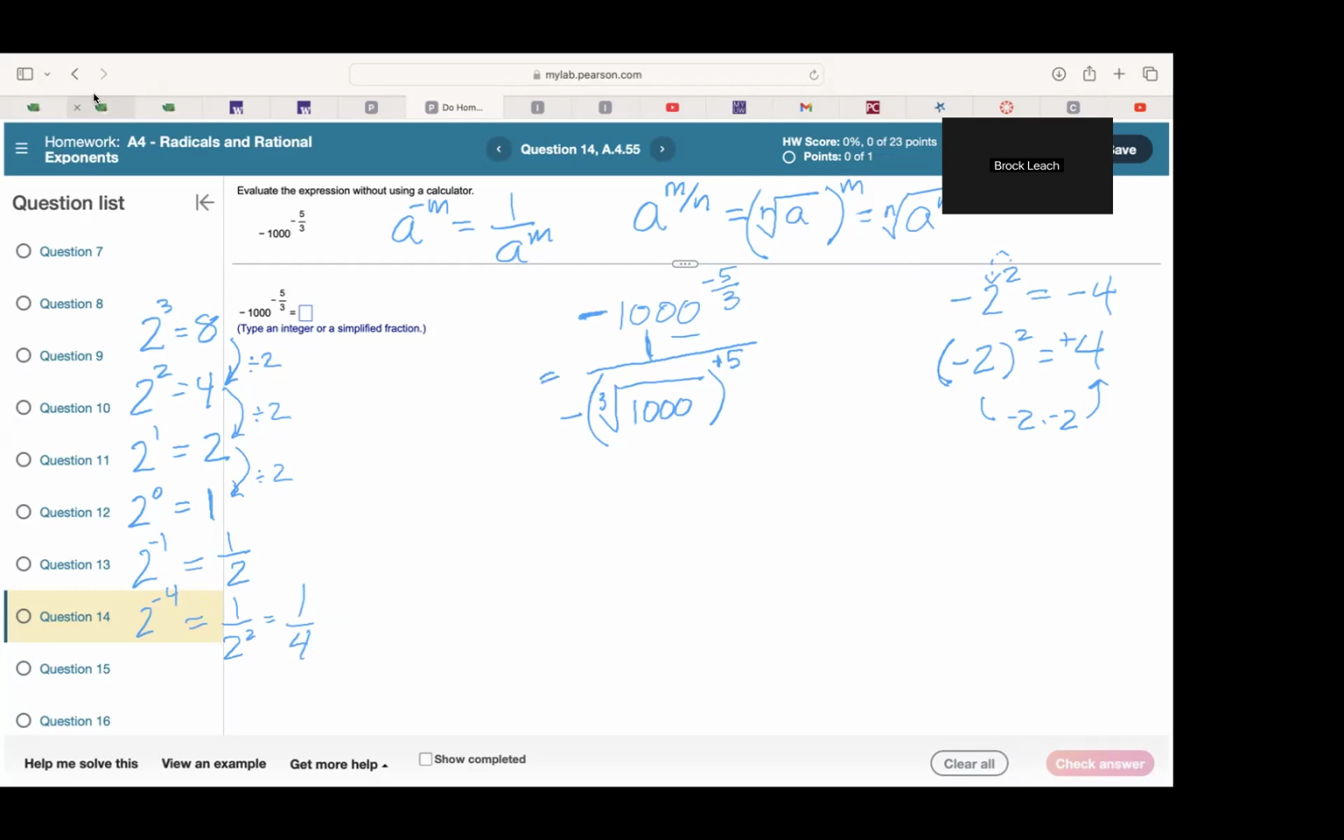What is the cube root of 1,000? Cube root of 1,000, 10, right? So this is 1 over 10 to the 5th power. And we still have that negative here, which is 1 over 1 with 5 zeros. So 1 over 100,000, and it's negative. Negative because, well, this was out here to begin with.